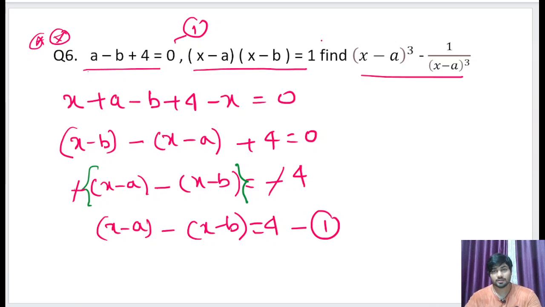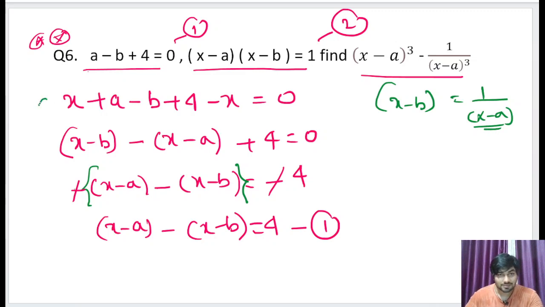Now see, let us call this equation number 2. From this equation, I can see that x minus b is nothing but 1 upon x minus a. Why did I do these things? Because I wanted something in the form of x minus a or x minus b, because I need to find x minus a. If it was written here, find x minus b whole cube minus 1 upon x minus b whole cube, I would have taken the x minus b thing and replaced x minus a with x minus b. Here it is given as x minus a, so I will go with x minus a, no problem. And when I get x minus a, and apply the same cubing formula that I explained just now, I'll get the answer.